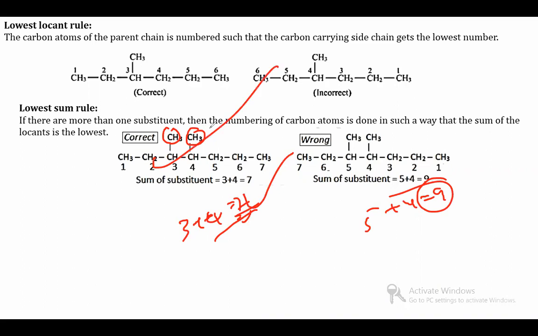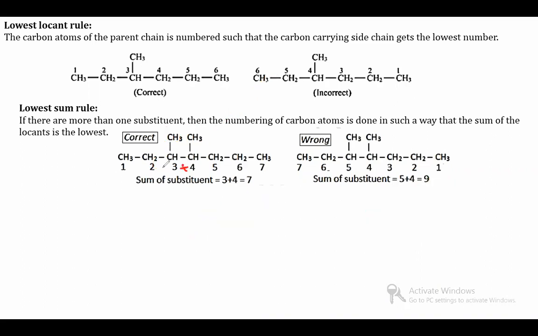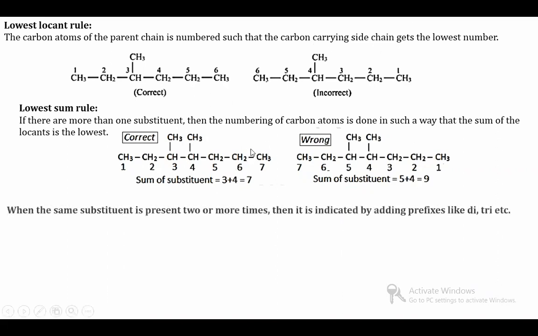If there is more than one substituent group, we need to add the positions of the carbons. 3 plus 4 is equal to 7, then it is preferred and considered. From this side, 4 plus 5 is 9, which is the highest. So the lowest sum rule applies when there is more than one substituent group. We need to give numbers in such a way that the sum is the lowest, and we consider the carbon numbering from the side which gives the lower sum. Are you getting? For the lowest locant rule there is only one substituent group; for the lowest sum, we consider more than one substituent group.